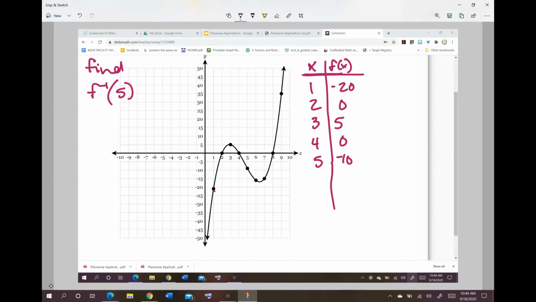This one is 6, -15. This one is 7, -15. We're guesstimating some of these. This one is going to be 8, 0. And then the last one is going to be 9, 35.